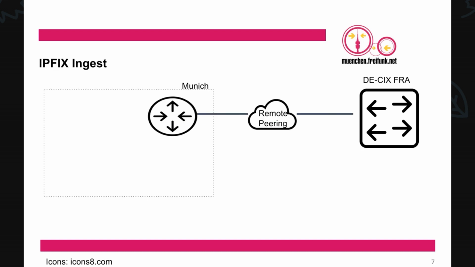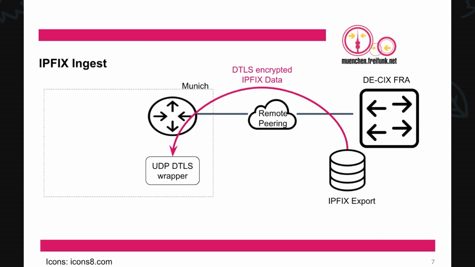Then how does the IPFIX ingest work? We enable the IPFIX exporter in the DE-CIX portal, which then starts the IPFIX export and sends us everything, UDP DTLS encrypted, to our endpoint in Munich, where it is extracted by the UDP DTLS wrapper, which is open source by DE-CIX. We then feed it to the Unified Flow Collector, which is part of ElastiFlow, and basically takes the flow and puts it into Elasticsearch, and is also responsible for all the fancy graphics we see later on.